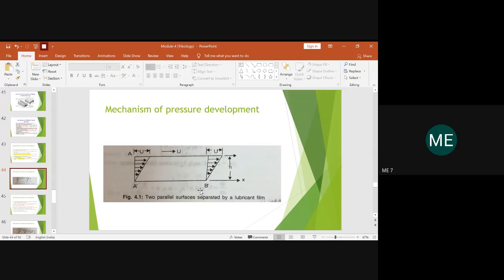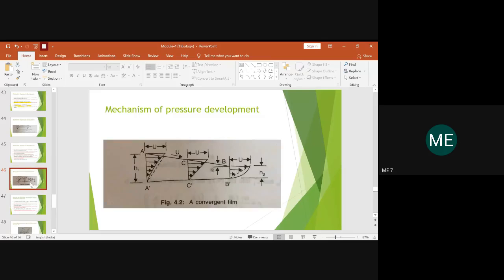So this was for the first condition. Similarly, now we have to analyze how the pressure development and distribution varies when you have a convergent film. You have one plate here which is stationary and perpendicular to the plane of paper, whereas the other plate, which was parallel initially, has now been inclined to some angle. So then you get a convergent film of oil towards the end.